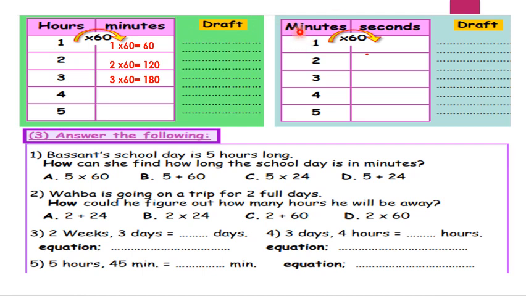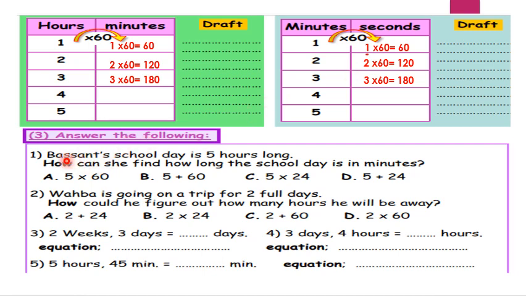Here I have 1 minute and I want to know how many seconds. To convert from minutes to seconds, I multiply by 60. So 1 by 60 equals also 60. 2 minutes equals how many seconds? I'm going to multiply 2 by 60. So 2 by 60 equals 120 seconds. 3 minutes equals how many seconds? I'm going to multiply 3 by 60. So 3 by 60 equals 180 seconds.